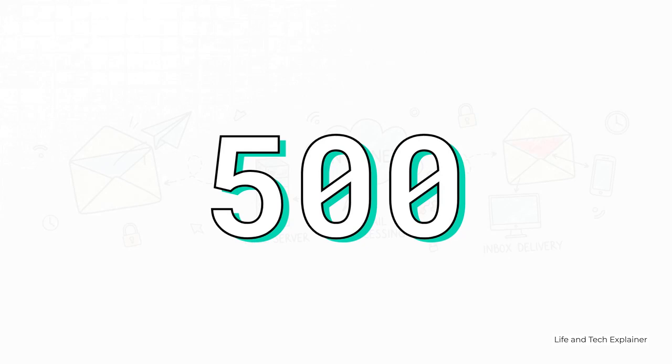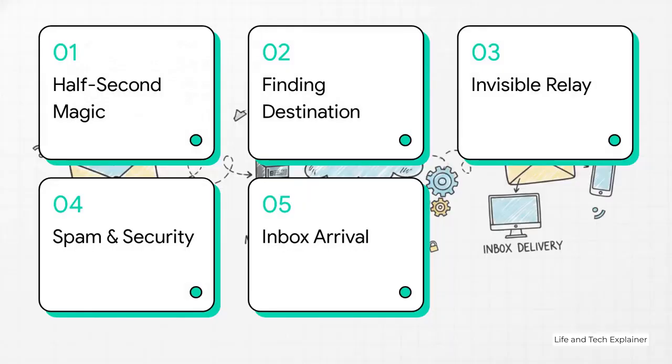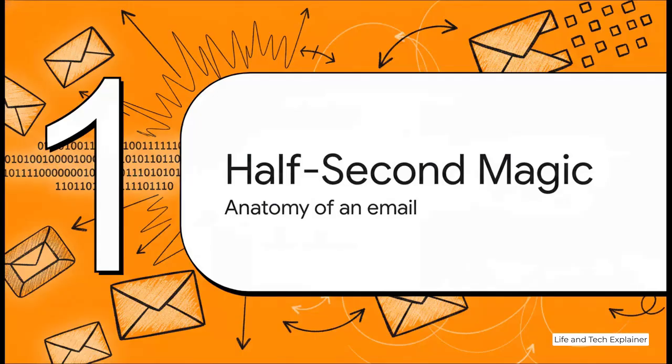It's wild. To wrap our heads around this, think of today's outline as our digital flight itinerary. We're going to cover 1. The half-second magic, 2. Finding the destination, 3. The invisible relay journey, 4. Spam guards and security, and finally, 5. Arriving in the inbox.